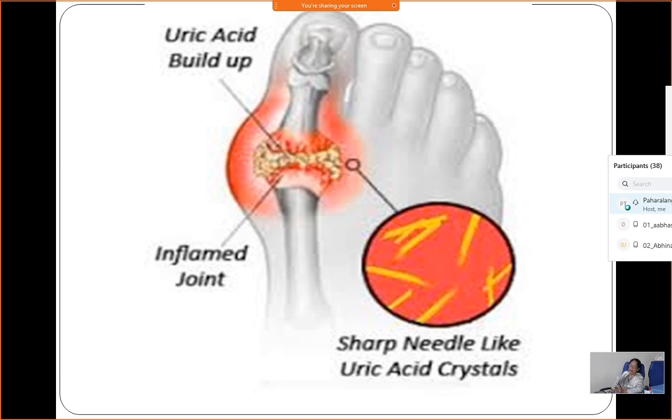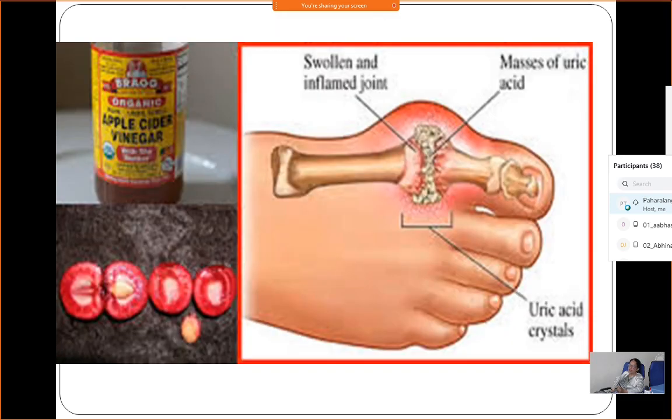And when uric acid as a foreign body gets deposited there, it causes inflammation. And all the pain is related to inflammation, because the joint gets swollen and fluid accumulates, and this uric acid causes a foreign body giant cell reaction. This is how it happens.